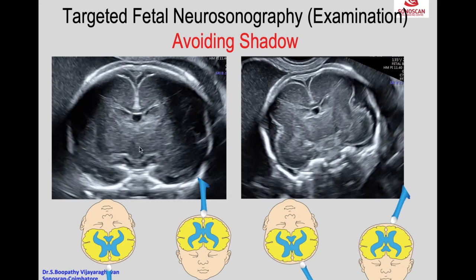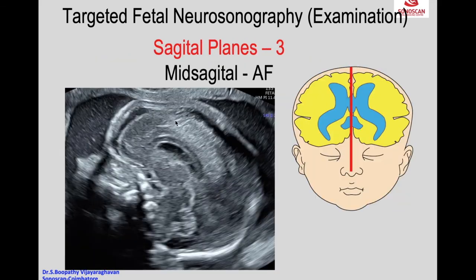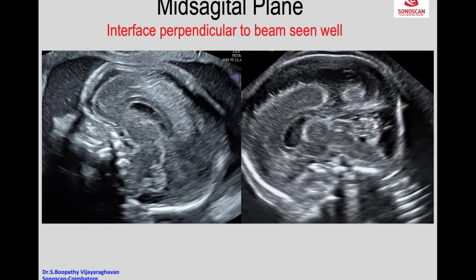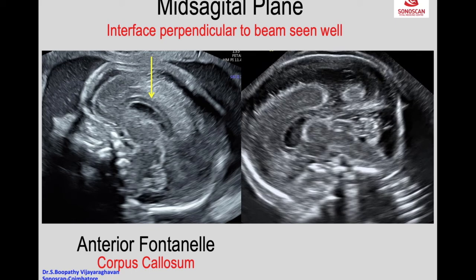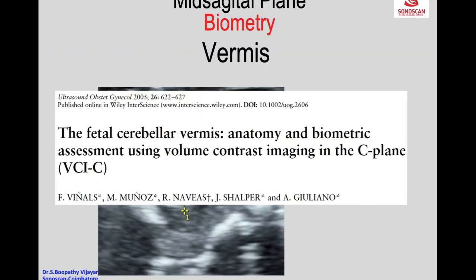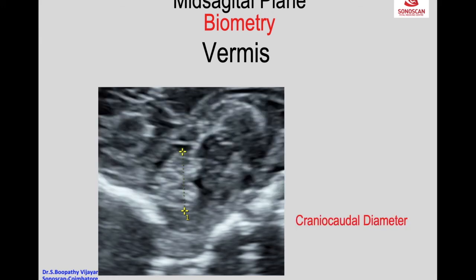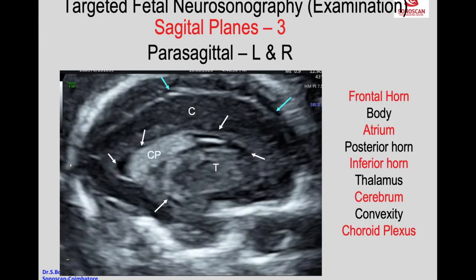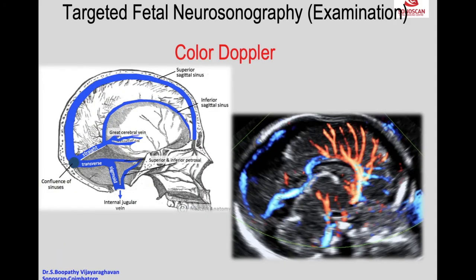The convexity and the sylvian fissure are not seen well because they are immersed, and the structures seen are typically the corpus callosum in it. When you go through the anterior fontanelle, the beam is perpendicular to the corpus callosum. According to this paper, you see the craniocaudal dilations, the choroid plexus and the cerebral sinuses.